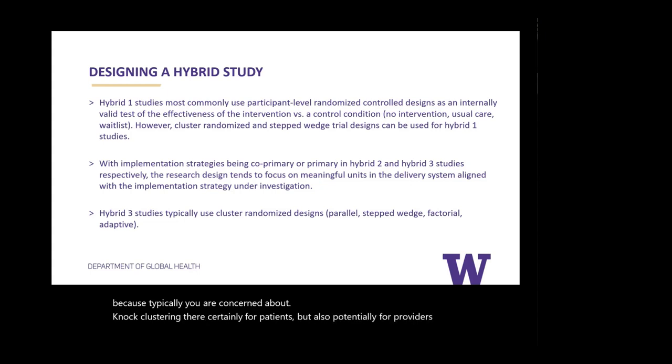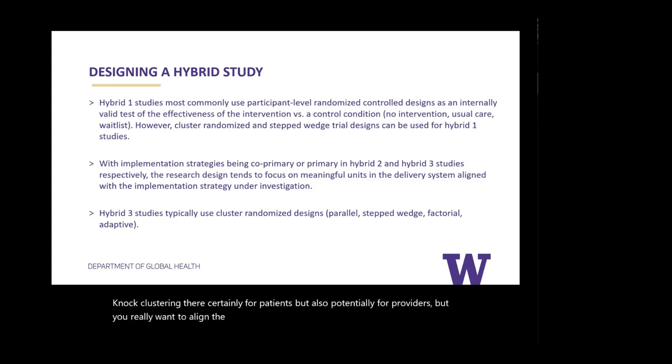But you really want to align the unit of randomization and the unit or level of analysis with the level at which the implementation strategy is going to be deployed. So if the implementation strategy is going to target providers, then it should be cluster randomized around the provider level. Or if it's going to be at the practice level, primary care practices or federally qualified health centers might serve as the clusters in a cluster randomized design.